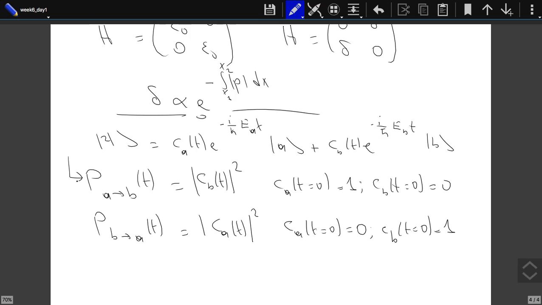Or you can say that we have many particles, and this is the fraction that we measure in state B. Cb(t) squared would just give me the fraction that I will observe in state B at time t.